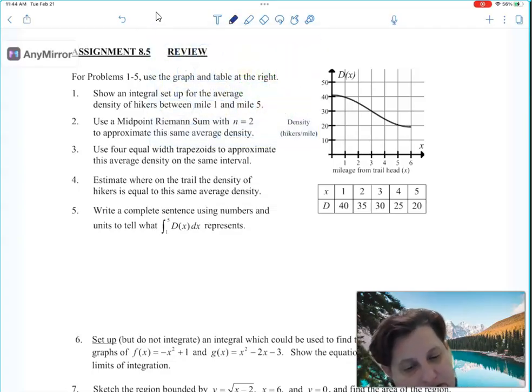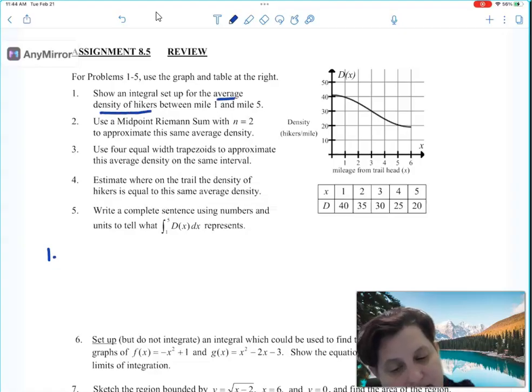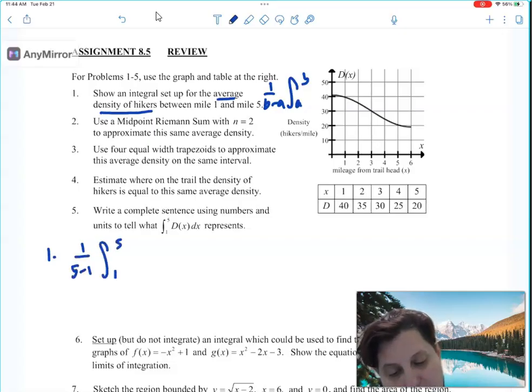For problems 1 to 5, use the graph and table at the right. Show an integral setup for the average density of hikers between mile 1 and 5. Average density is like average value, so I'm going to use 1 over b minus a times the integral from a to b. So it'll be 1 over 5 minus 1, the integral from 1 to 5 of d of x dx. Cool. Number 2.